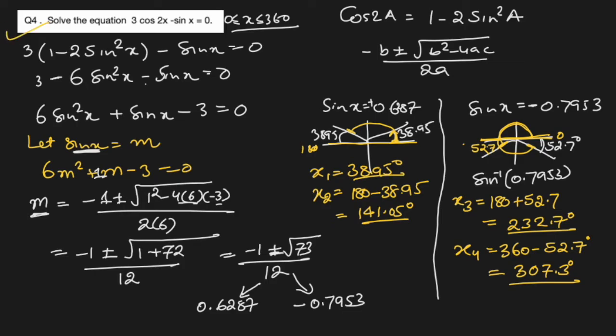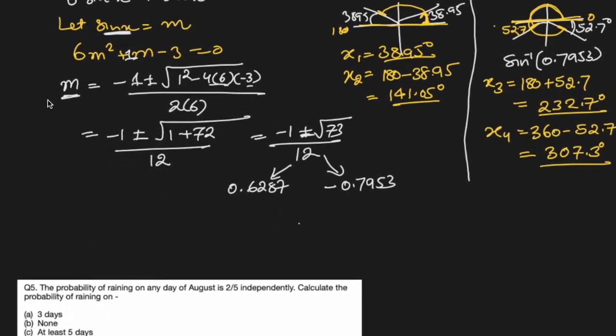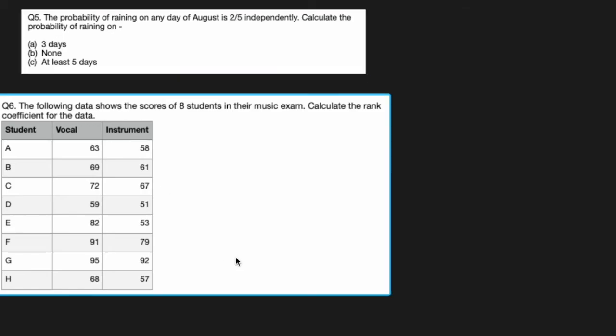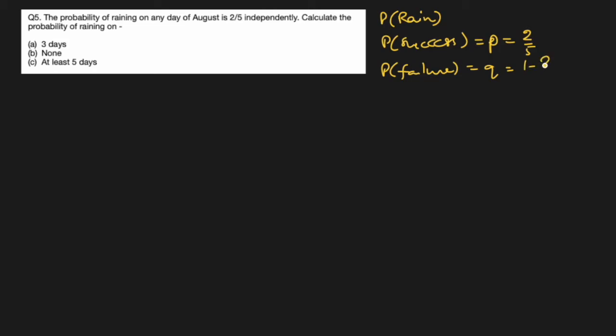Okay, let's move on to the next part, which is question number 5. The probability of raining on any day of August is 2/5, independently every day, right? Every day the probability is 2/5. That means the probability of rain, or we can say the probability of success that it rains, let's call it P, is 2/5. So the probability of failure to rain, which is Q, is 1 minus 2/5, which is 3/5.